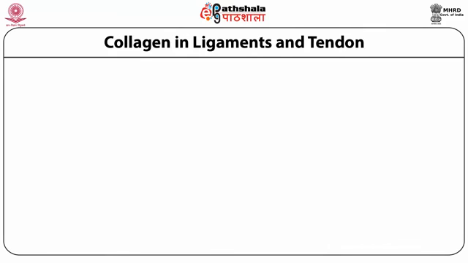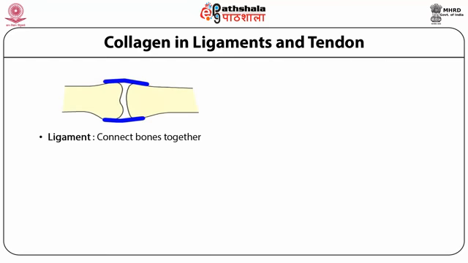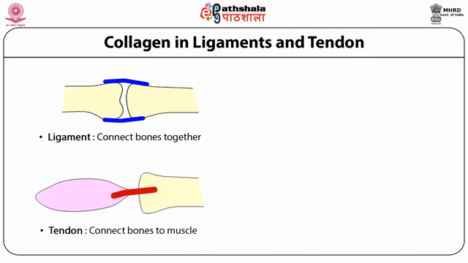Collagen in ligament and tendon. These collagen fibers are also prevalent in ligament and tendon. So in ligament, what happens is that it connects two bones together, and in the case of tendon, it connects the bone to the muscle, and collagen fiber is an integral part of these tissues.